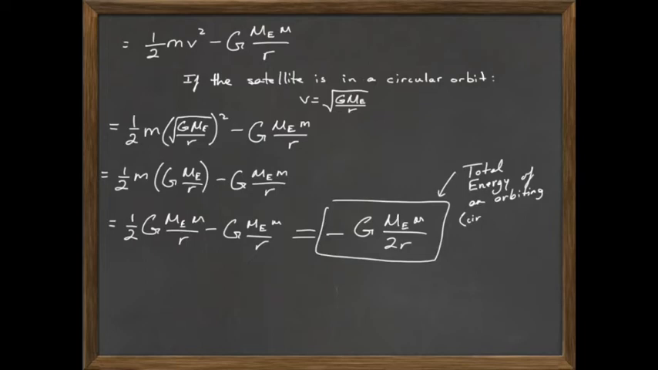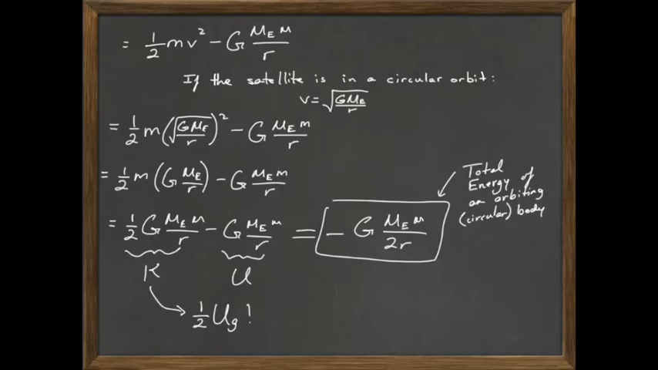So this expression is your total energy for an orbiting object, and again, we're assuming a circular orbit. You'll notice that expression is half of the gravitational potential. So an object in circular orbit has a total mechanical energy of half of whatever the gravitational potential energy is at that orbit. And that also means that the kinetic energy is half of the potential energy as well.